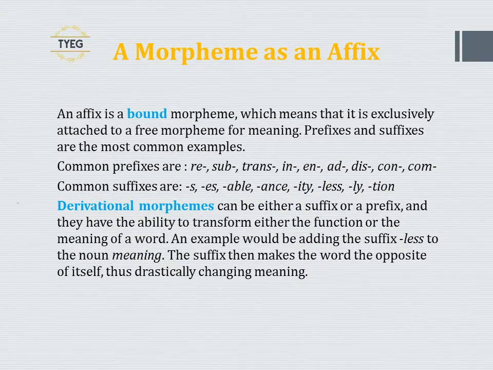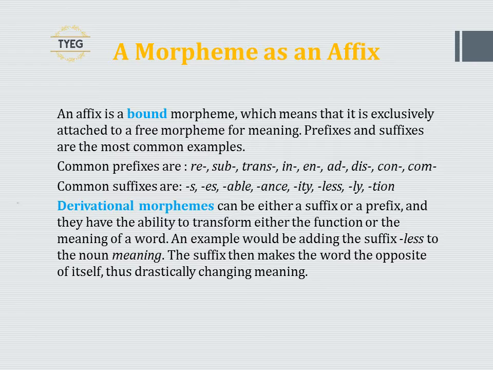A morpheme as an affix. An affix is a bound morpheme, which means that it is exclusively attached to a free morpheme for meaning. Prefixes and suffixes are the most common examples. Common prefixes are re, sub, trans, in, an, ad, dis, con, com. Common suffixes are s, able, ants, itty, less, libation.